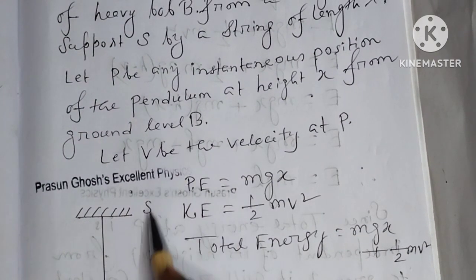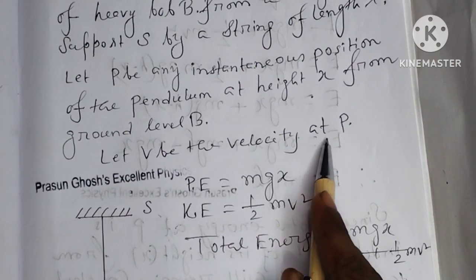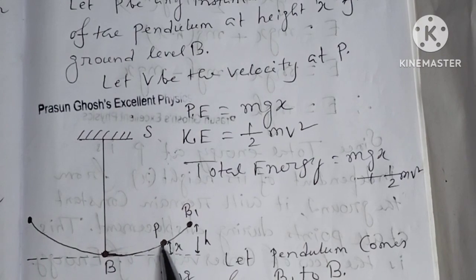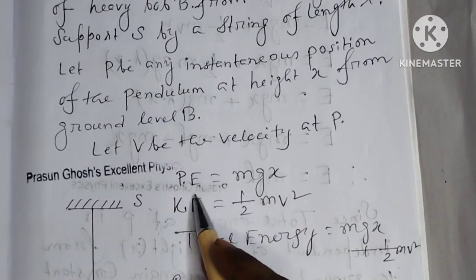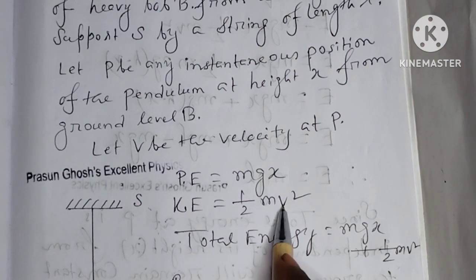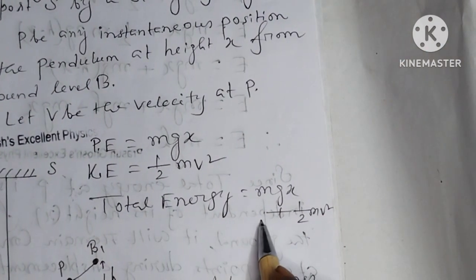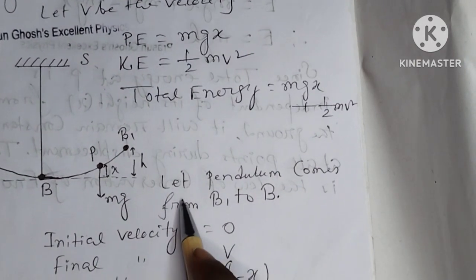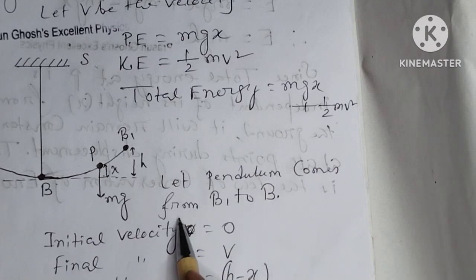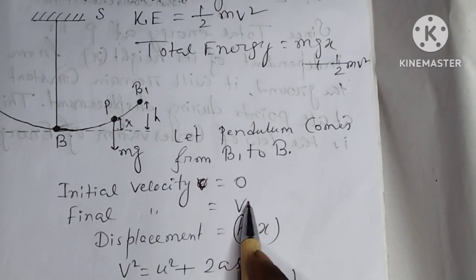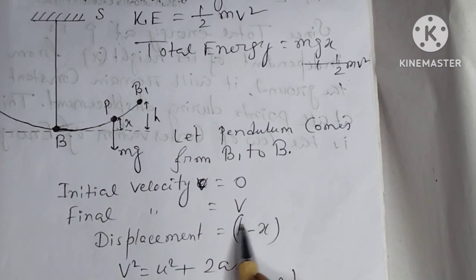Level B. V is the velocity at P. So potential energy is mgx, and kinetic energy is half mv square. Total energy is mgx plus half mv square. So let the pendulum come from position B1 to B. So initial velocity 0, final velocity V, displacement h minus x.